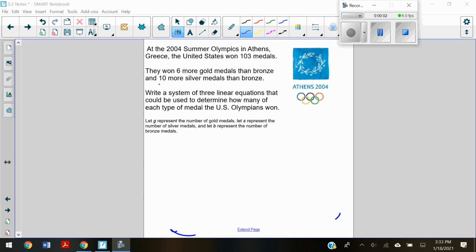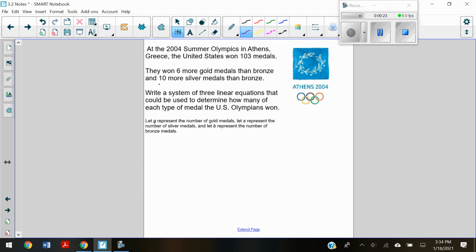All right, ladies and gentlemen, we are on 3.2, and we're just going to skip over the warm-up problem. That's why we are jumping right here into this problem. It says at the 2004 Summer Olympics, Athens, Greece, the United States won 103 medals. They won 6 more gold medals than bronze and 10 more silver medals than bronze.